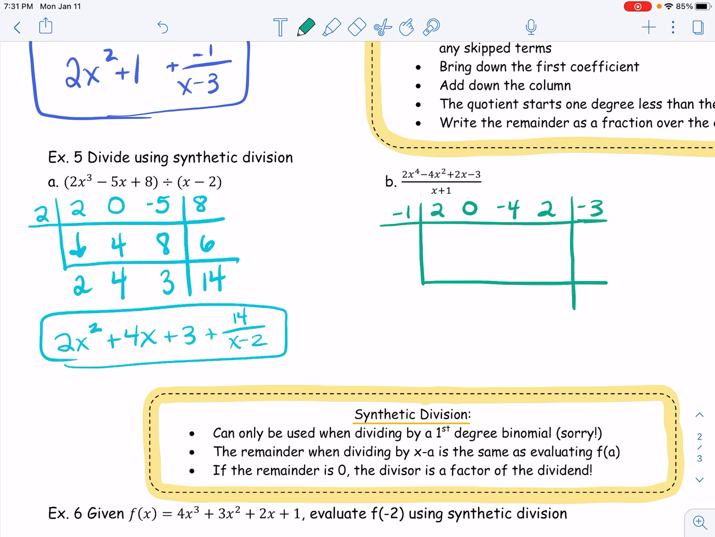That constant column is always going to give me my remainder. Drop it down. Multiply. Add. Multiply. Add.